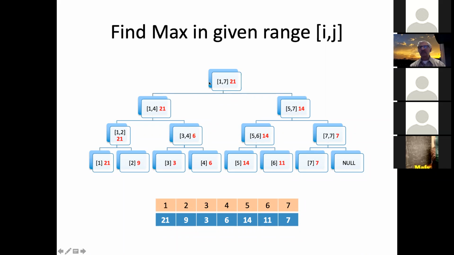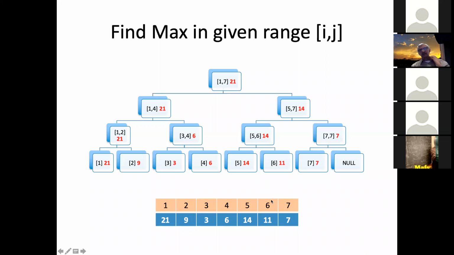This guy will send 6 all the way up. And the largest would be 14. If you compare 6 and 14, 14 is larger. And so then we would report the answer 14, which would be the right answer because from 3 to 6, the largest is 14.